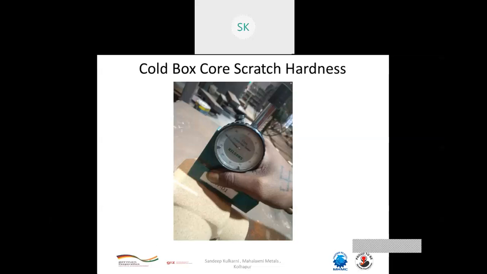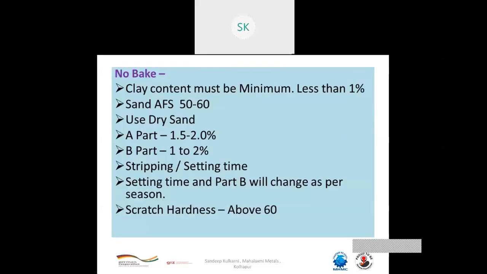In this case, we are finding it around 80. Above 60 is preferred to be good. Below 60, you have less strength of the core, and there are chances that dimension accuracy will not be good, and you will not get a good surface finish as well. So required scratch hardness is 60 and above.